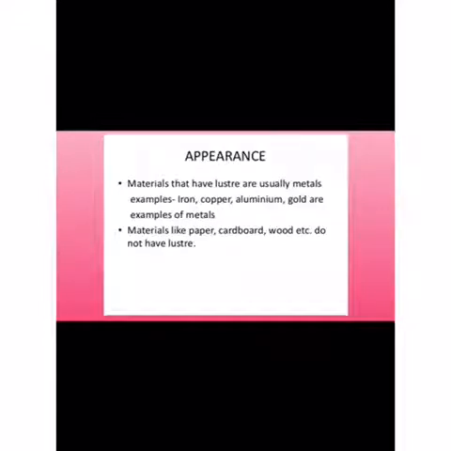On the basis of appearance, materials that have luster, which means materials which are shiny, like iron, gold, silver, copper, aluminium. All the metals are generally shiny. Materials like paper, cardboard, wood, etc., don't have luster, so they are grouped separately.